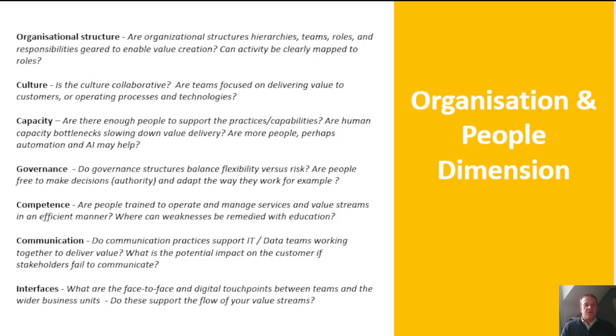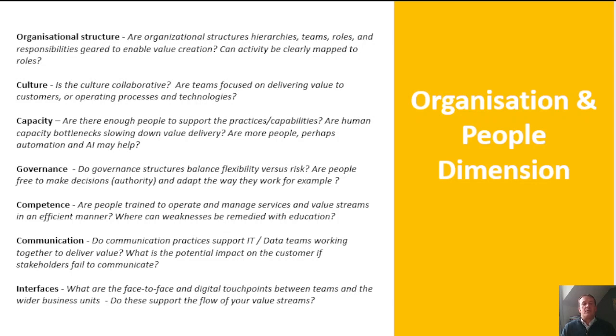Are the teams focused in delivering value to customers? So again, similar to the organisational structure element, are teams really focused on delivering that value, or are they actually just operating the process? The process says to do this, so we operate in this particular fashion. The technology allows us to complete X, Y, and Z. Is that what it's all about? Or are they really looking at value to customers? It's a big consideration.